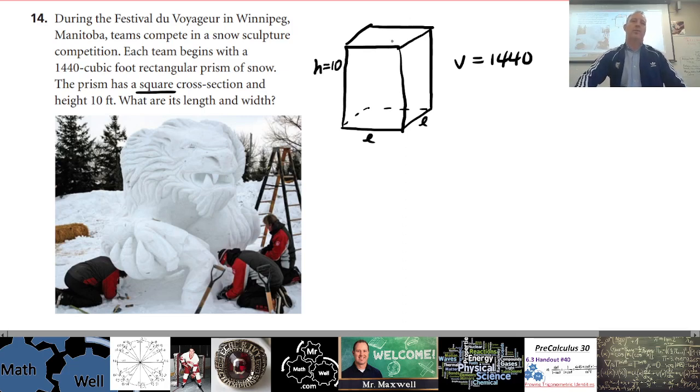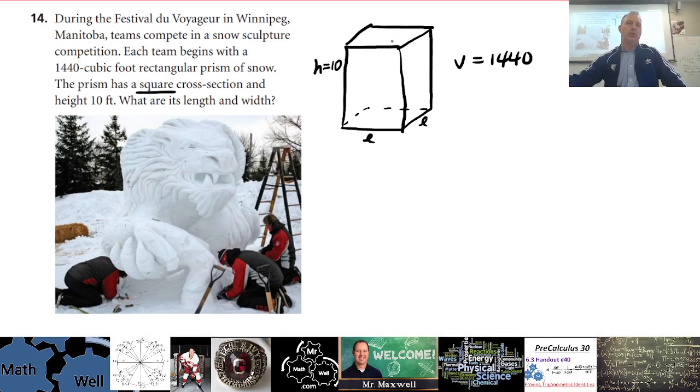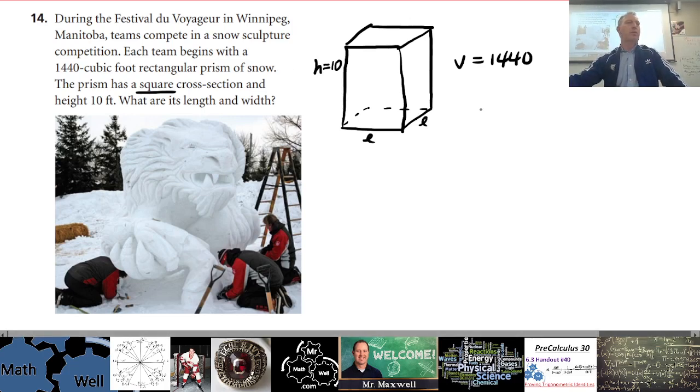So what are its length and width? Yeah, so you have to come up with an equation that connects all these things that are given. So volume is length squared times height, right? So 1,440 is the volume. And then length you don't know, so you're going to leave the L as the variable, and the height is 10.